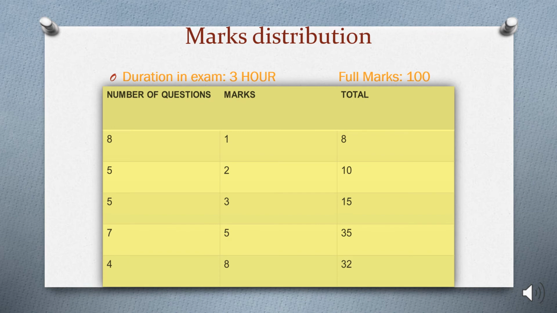So here, let me tell you something about your exam structure, your business studies exams, what will be the marks distribution. So your exam will be of 3 hours and 100 marks paper, and also it's a full theoretical paper. That means you have to write. It's a 100% theoretical paper. So that is your marks distribution. So you will have 8 questions of 1 mark, 5 questions of 2 marks, 5 questions of 3 marks, 7 questions of 5 marks, and 4 questions of 8 marks. So highest is your 8 marks. So total it's 100 marks, right? So this is basically a writing paper.